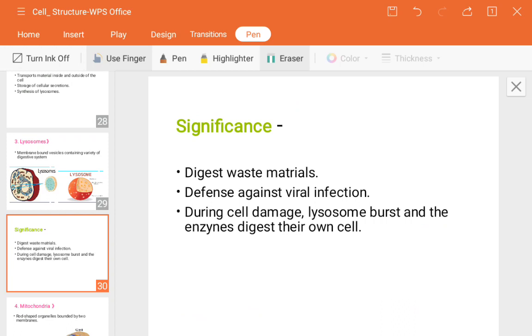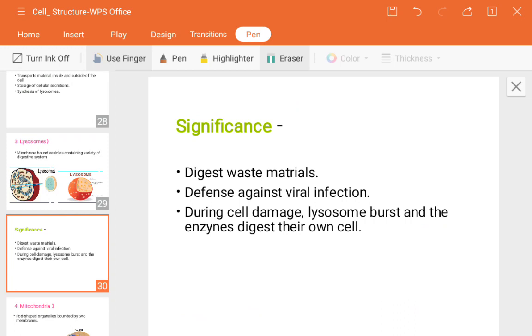It means that each and every cell organelle, whichever their functions, they do in a particular time. Suppose any injury happens. If some of the cells get damaged, the lysosome will burst, and the enzymes digest their own cells. So in case of such an accidental way, they digest themselves only. This is one specific, or you can also call it a unique, function of the lysosome.